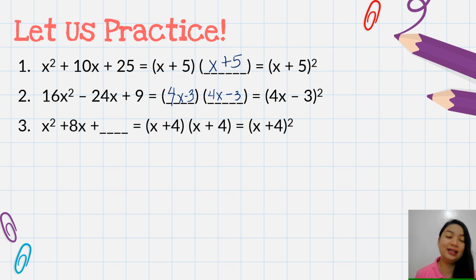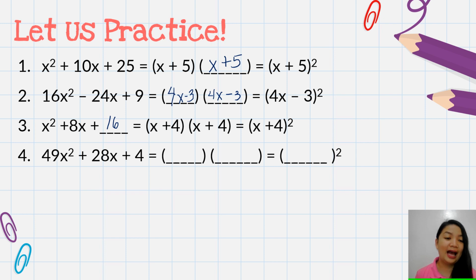How about this one? The last term in a trinomial is missing. So what must be our last term? Yes, that is 16, since we square 4. How about on this one? 49x squared plus 28x plus 4.